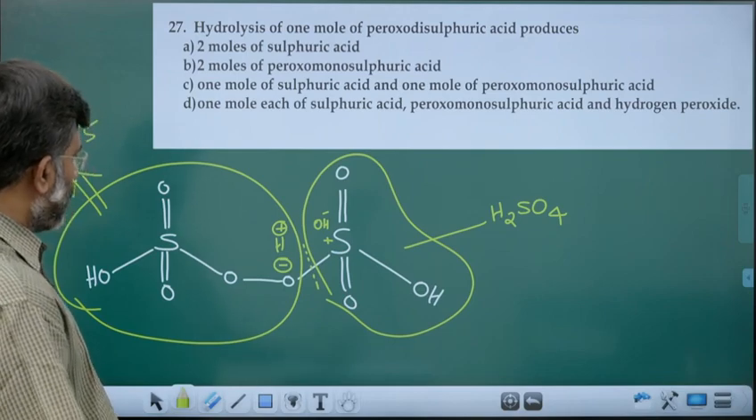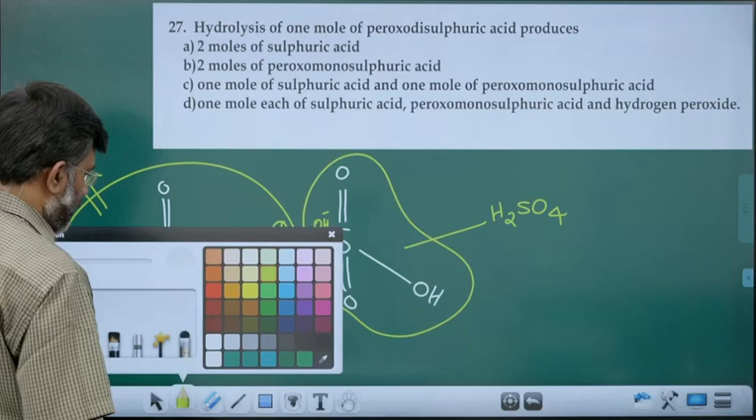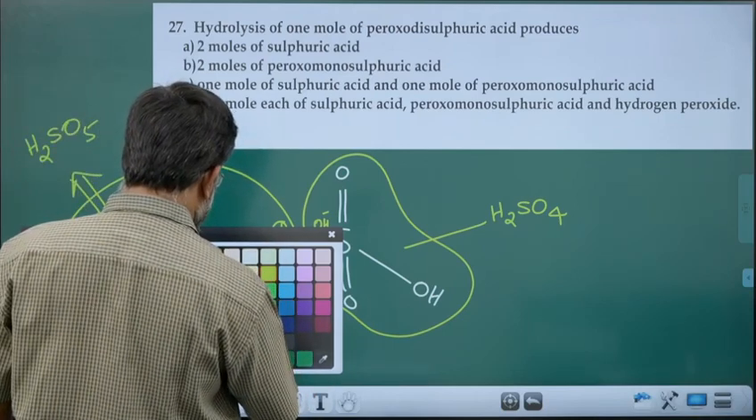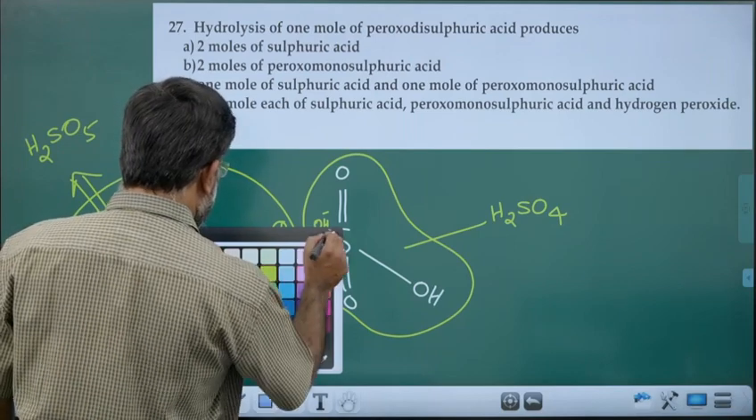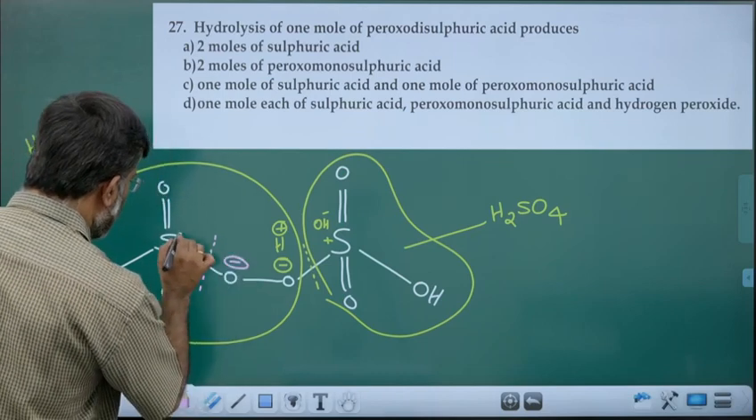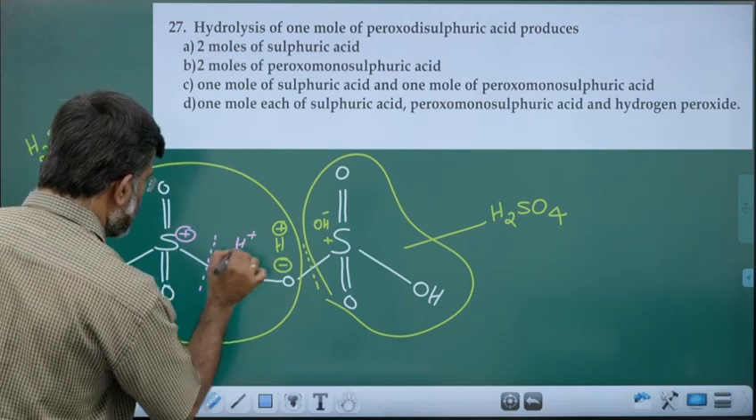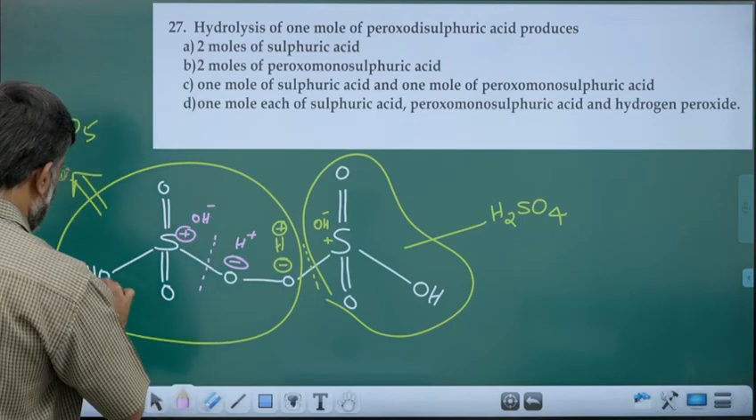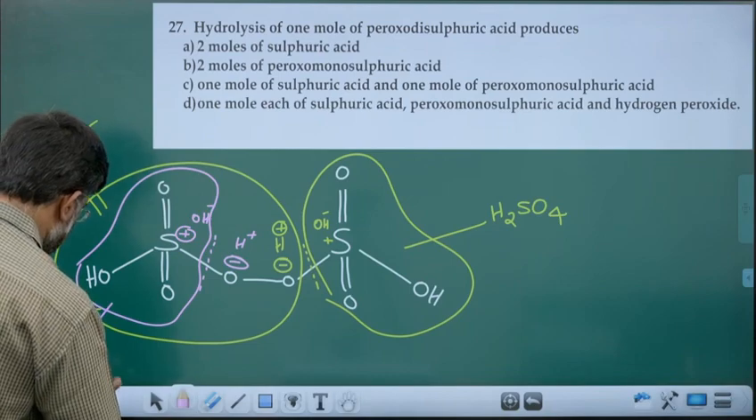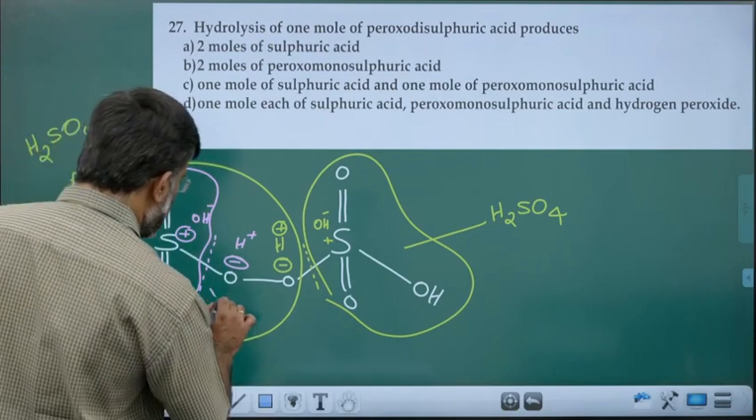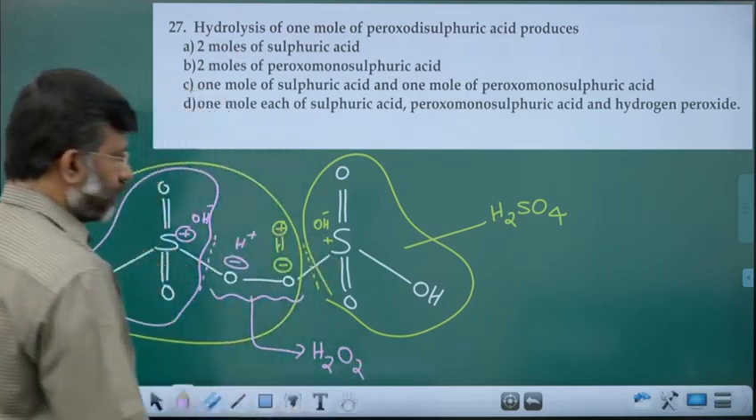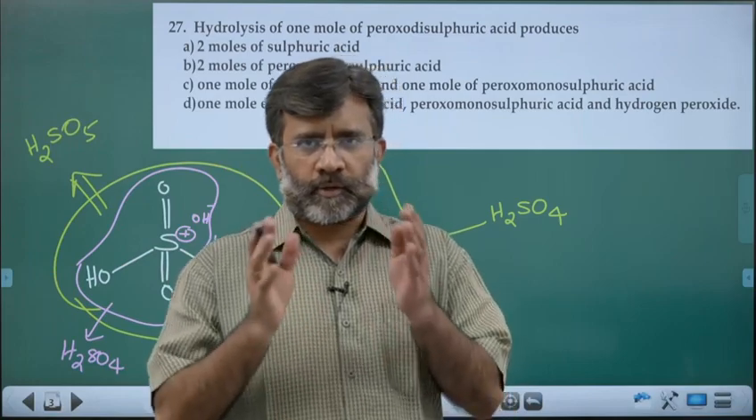Suppose it is undergoing both step hydrolysis. What can happen? Again, it will break here also. So this is minus and this is plus. Here you will get H+. Here it is OH-. And now this part of the molecule will also be converted to sulfuric acid, while the central part of the system will be converted to H2O2. So there are two possibilities.